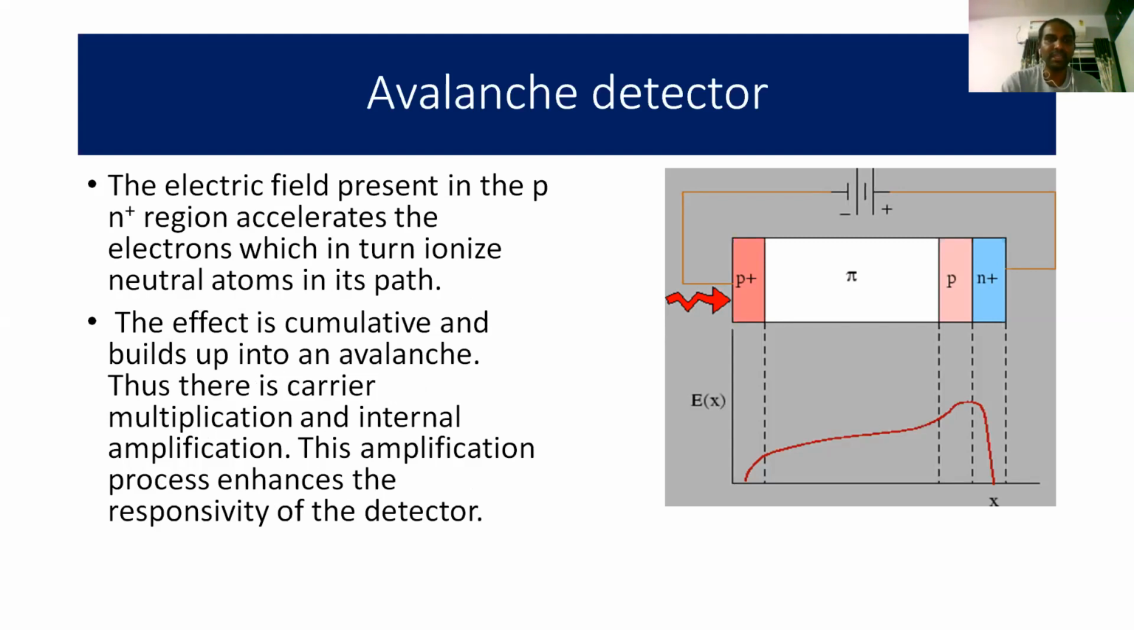Thus, carrier multiplication and internal amplification take place. The amplification process enhances the responsivity of the detector. As a result, it is capable of detecting even low light.